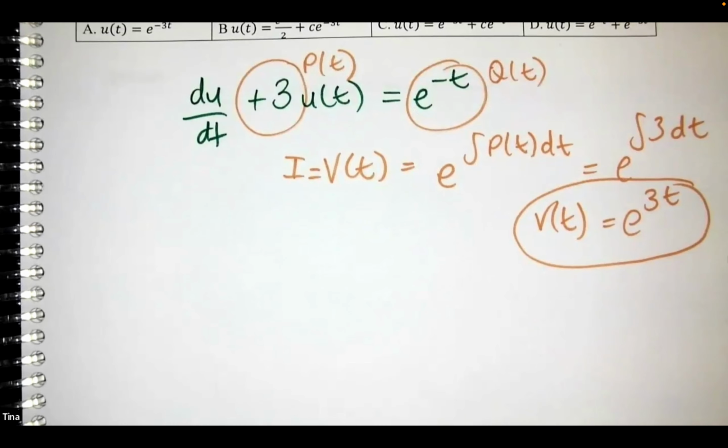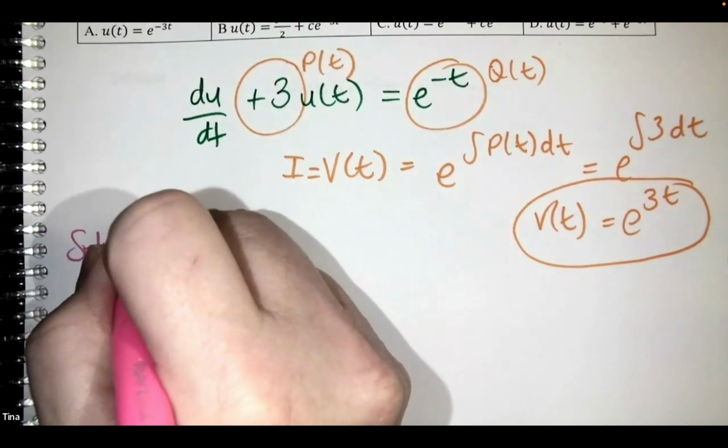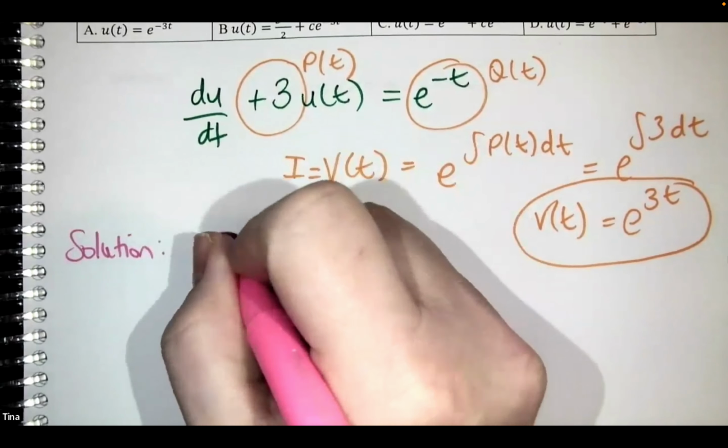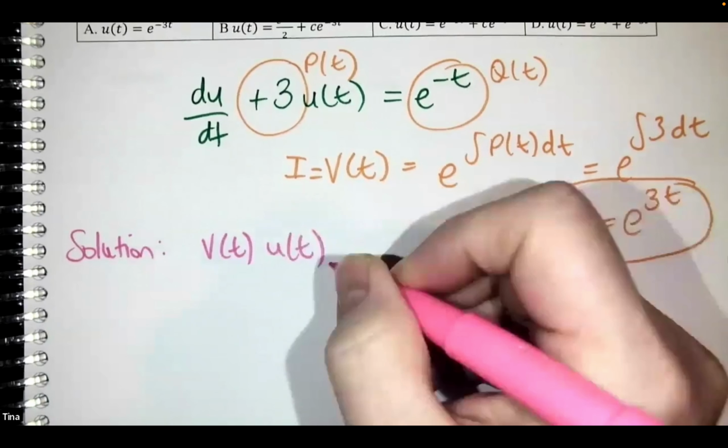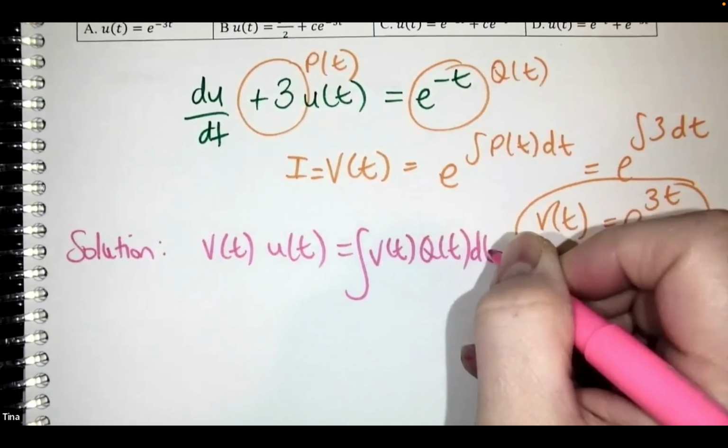So if you got that, you're good to go. Questions? Okay, so the solution for linear is v of t u of t equals integral v of t q of t.